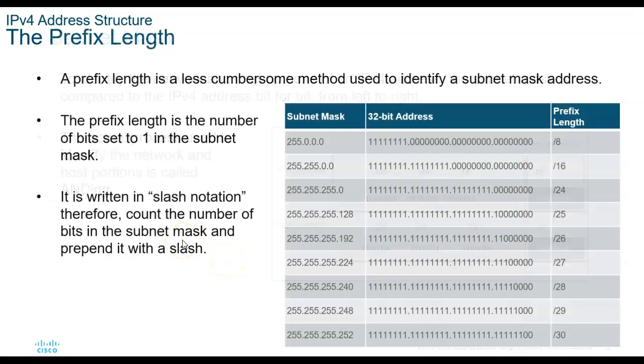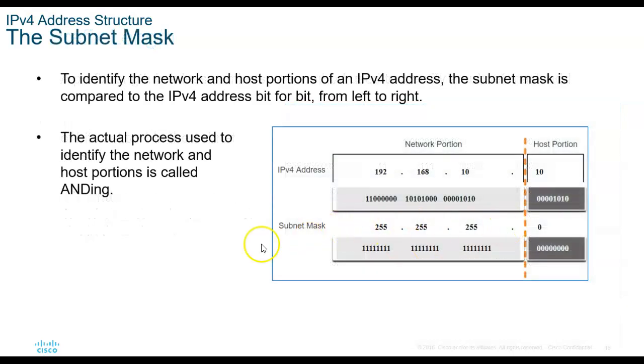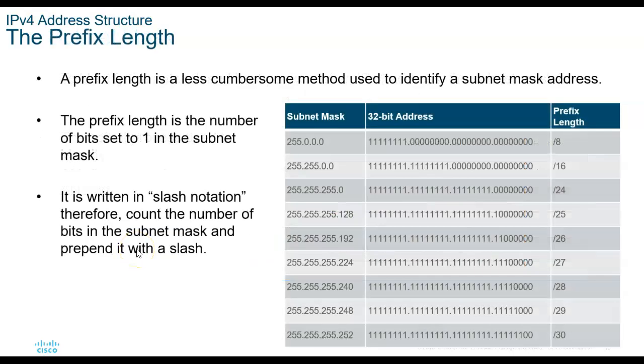So what we're going to do is look at the prefix length. When we're looking at the subnet mask, we actually have a prefix length that we can use to determine what our subnet mask is. Sometimes you'll see this in the curriculum where it'll be 192.168.10.10/24. And that just tells us how many ones are in the subnet mask.